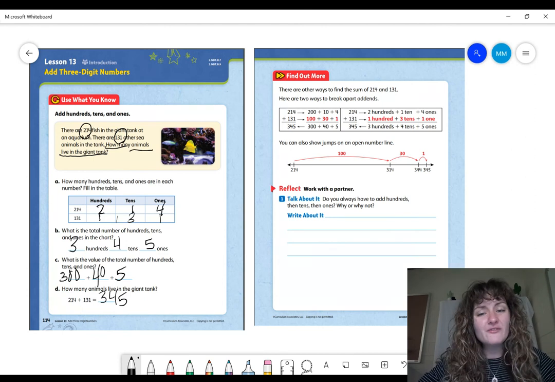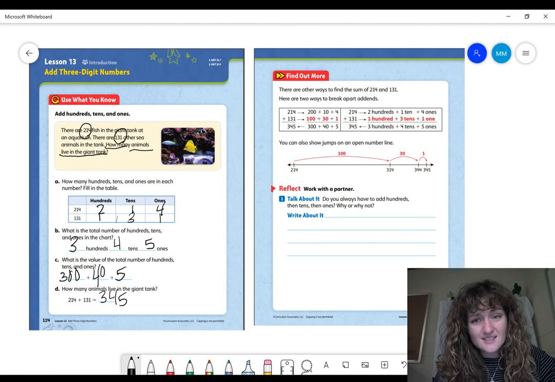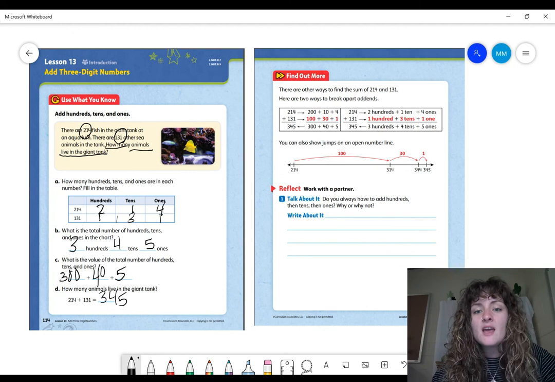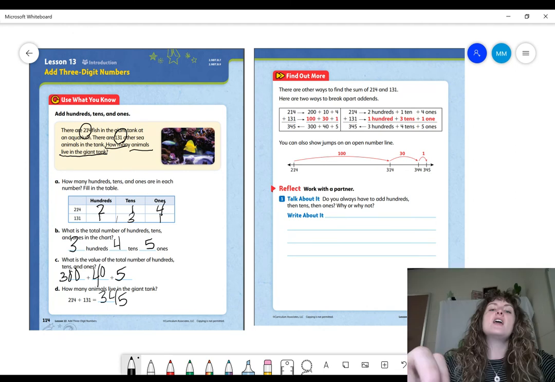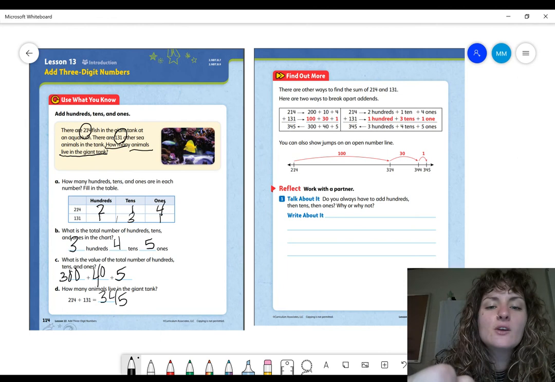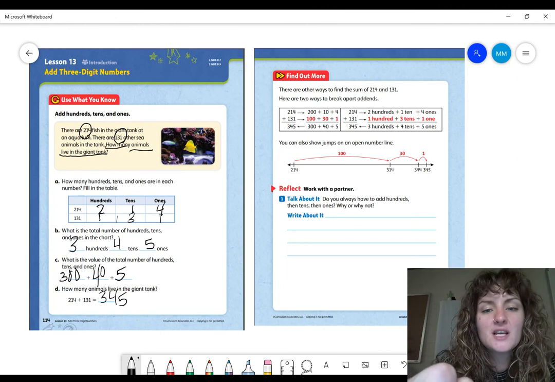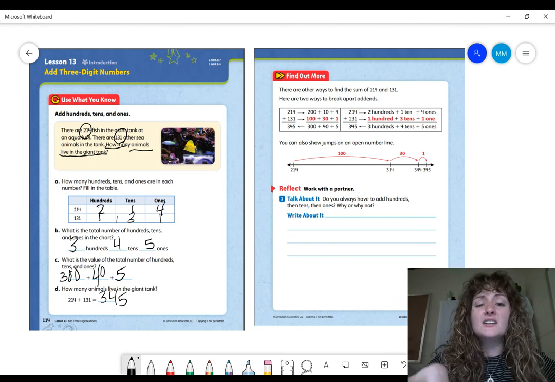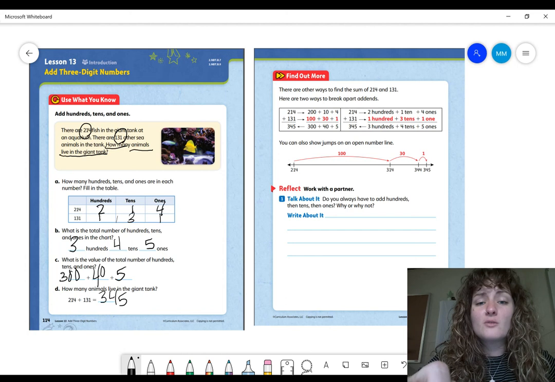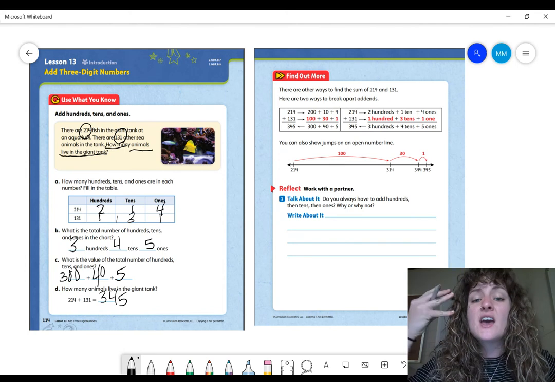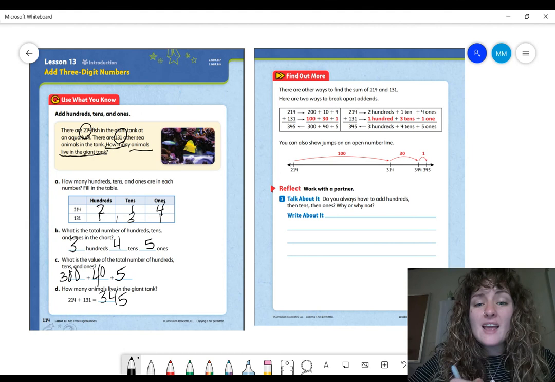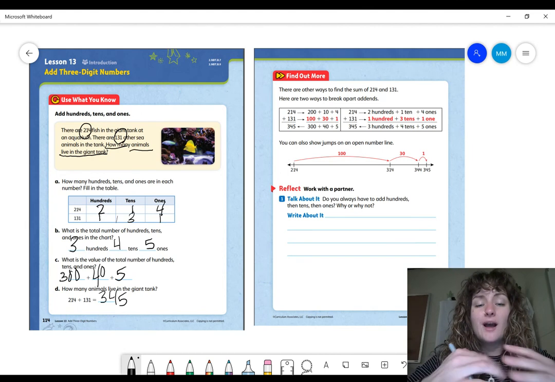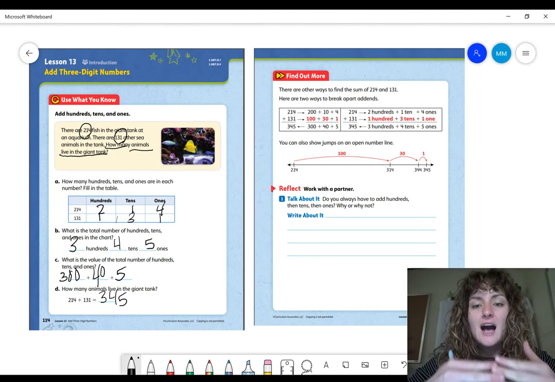On page 115, it says there are other ways to find the sum of 214 and 131. Here are two ways to break apart addends. So if you look over here, we have our equation. We have 214 plus 131. Now, remember, Smarties, if this strategy works for you to start with adding your ones, tens, and hundreds, use that strategy. But you could also show the value of each digit to help you find that whole.